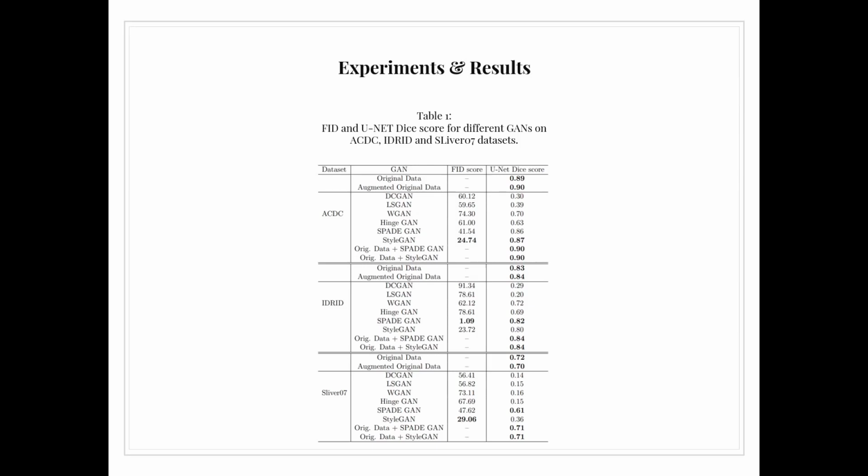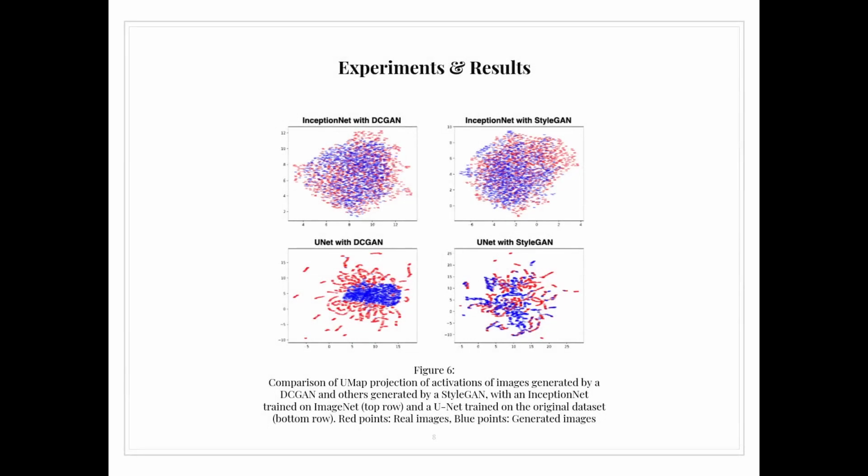As for the FID score of 1.09 obtained by SPADE GAN, the associated 82% DICE score suggests that the network has most likely memorized the training set. This might be attributed to the small size of the IDRID dataset as well as the simple shape of the input segmentation mask. Thus, a key thing that the paper discusses is the use of the Fréchet inception distance score as a metric for evaluating the effectiveness of generative adversarial networks in medical imaging.